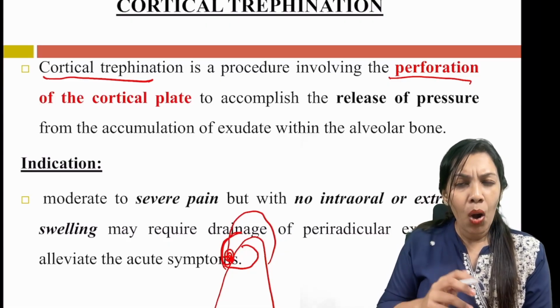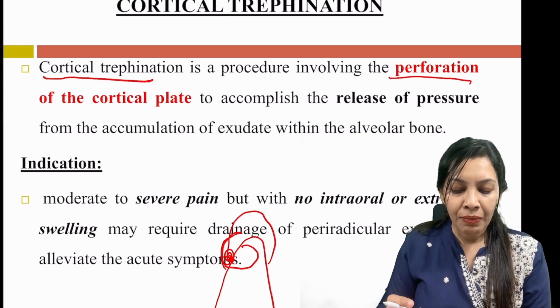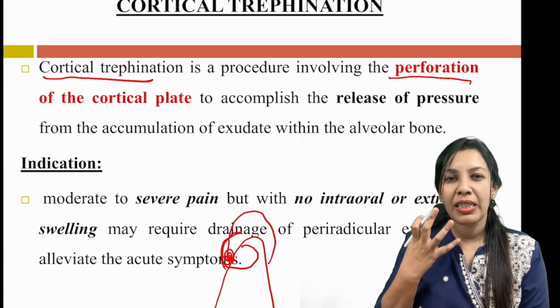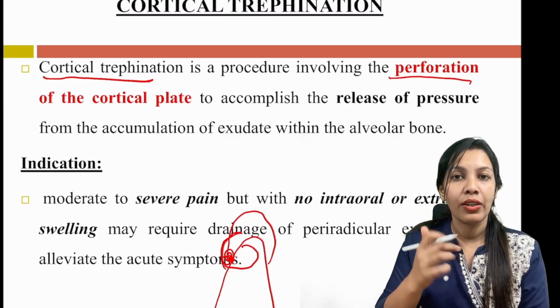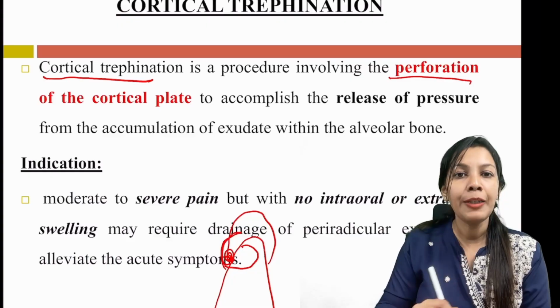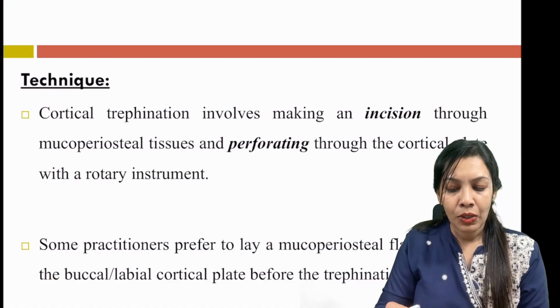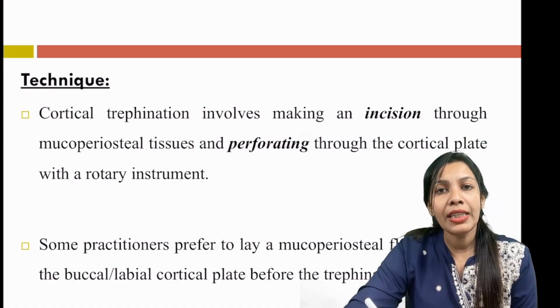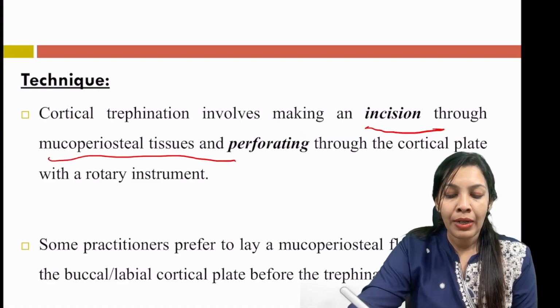It is indicated in moderate to severe pain with no intraoral or extraoral swelling, where drainage is required. The patient might have severe pain, but is not even having swelling. So in those cases, we have to make a perforation or window in the cortical plate. So what is the method? Cortical trephination involves the incision through the mucoperiosteal tissue and perforating.